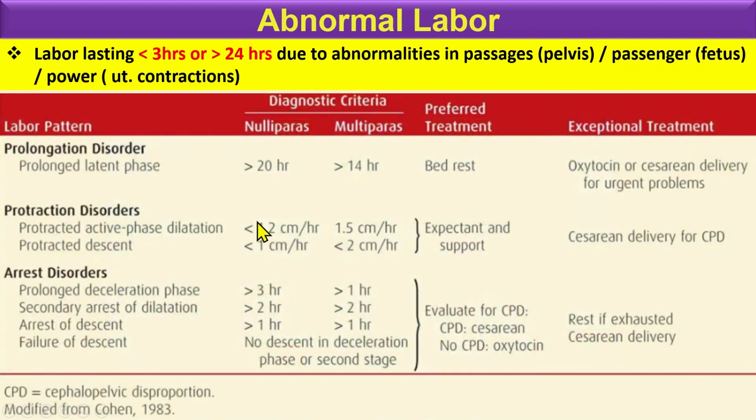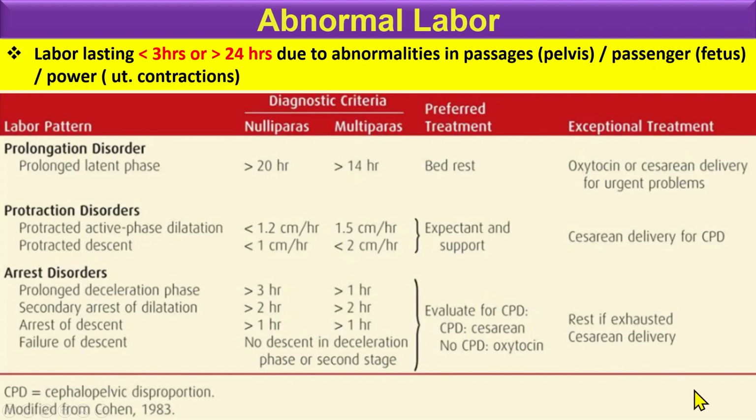Here is the diagnostic criteria we already discussed, and here is the optional treatment. In the prolongation disorder, bed rest, and then you give oxytocin. If there is no further progress, then you go for cesarean section. In the protraction disorder, expectant and supportive therapy is preferred, and if there is no progress, especially in CPD, we go for C-section. In the arrest disorder, we look for CPD, and of course if there is CPD, you go for cesarean section. If there is no CPD, you give oxytocin and give rest if the mother is exhausted, and then go for cesarean section.